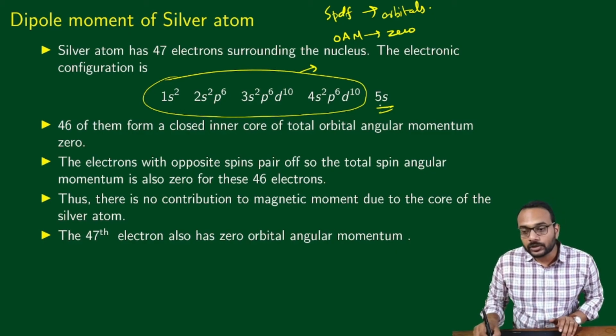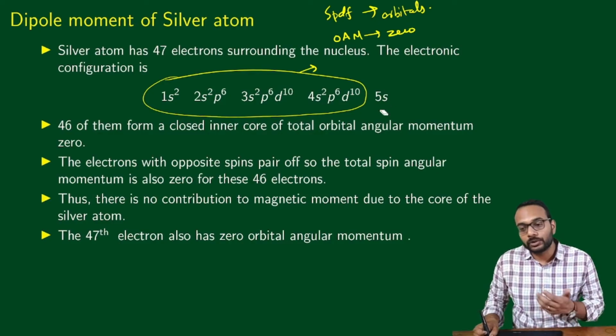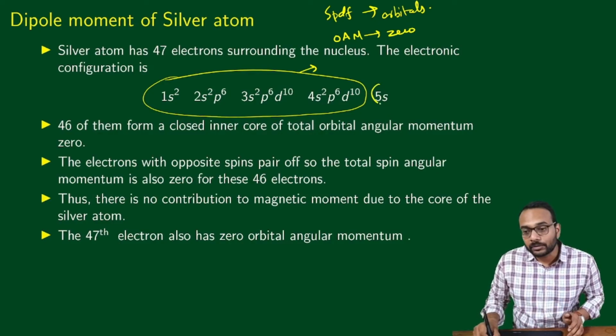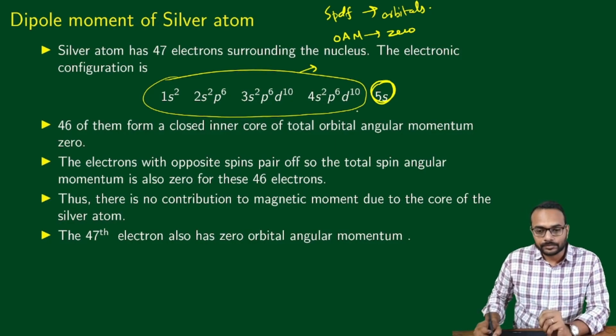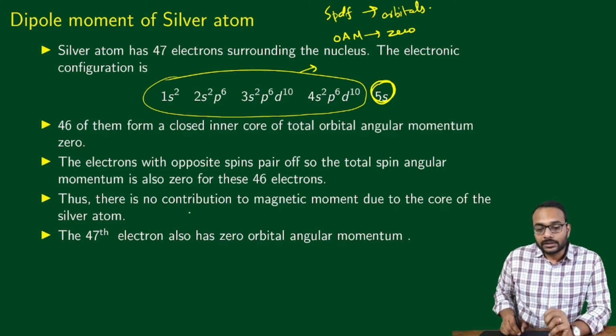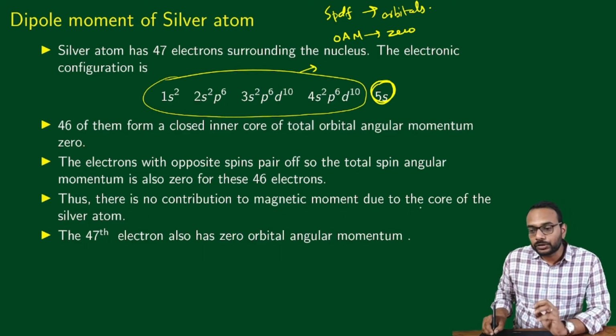The only contribution to the magnetic moment, or the only contribution towards angular momentum, comes from this single electron, the 5s electron. There is just one electron in the 5s shell. So there is no contribution to magnetic moment due to the core of the silver atom. These 46 electrons, including the nucleus, we call the core of the silver atom. The 47th electron also has 0 orbital angular momentum.